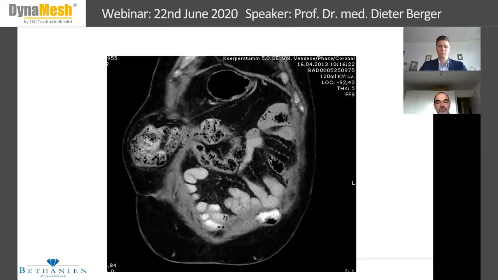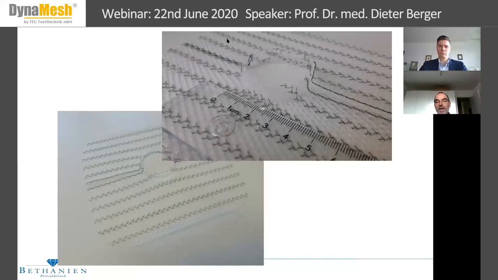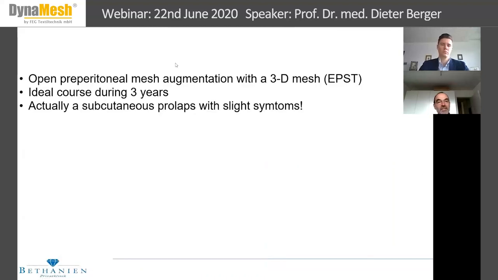So, a lot of colon. We used this kind of mesh, which can be used extraperitoneally, a keyhole mesh, which is incised with a very short funnel. We prepared only preperitoneally with a restricted transversus abdominis release in order to get an adequate lateral augmentation of the abdominal wall. And we used that kind of mesh, the EPST mesh.